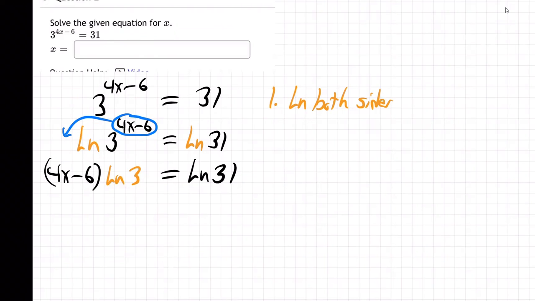What meaning? The power has to come out front, and the whole power has to multiply, right? If you don't put parentheses, then the whole power is not multiplying. It'd be only the 6 that's multiplying. That's not true to the meaning. The meaning is the whole power comes down to the front and the whole power multiplies. How do you make the whole power multiply? Parentheses. That indicates the whole thing. Now, what do I do from there?